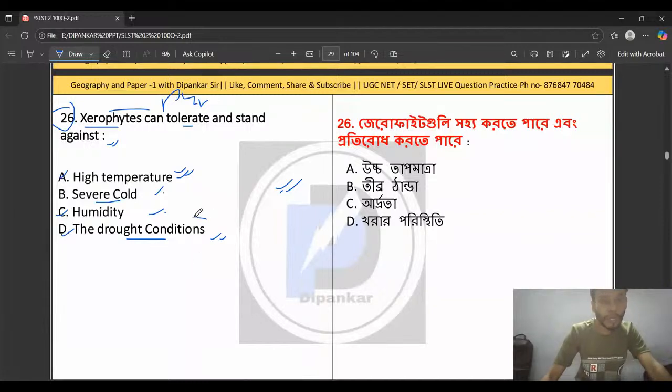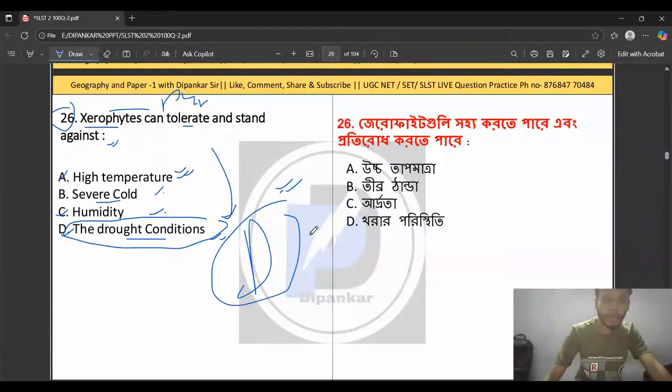So yes, the right answer is drought condition. Yes, this is the right answer. Drought condition is the right answer. Let's move to the next question.